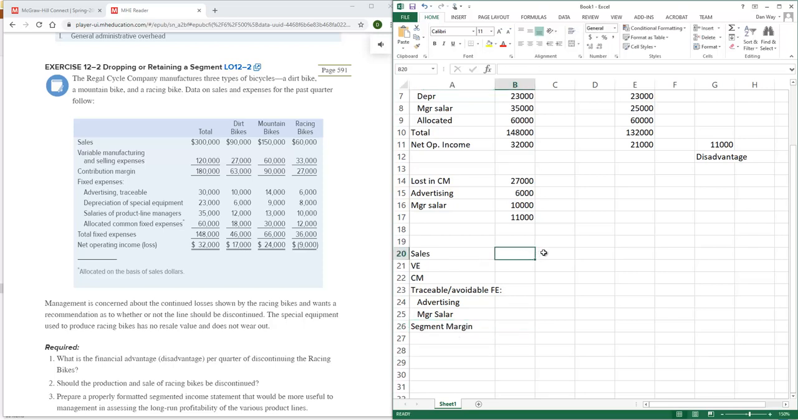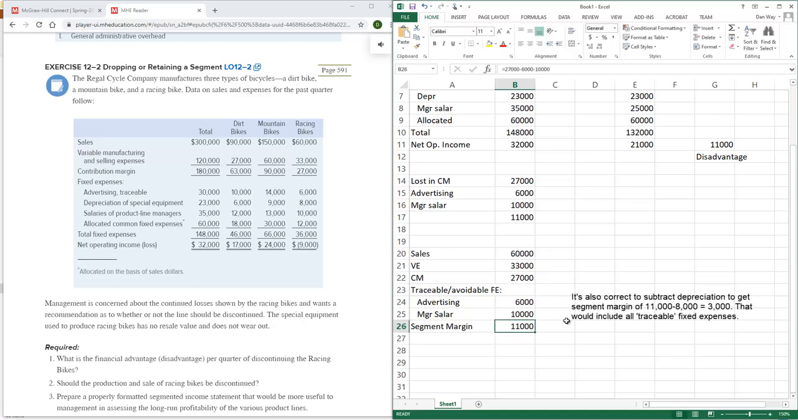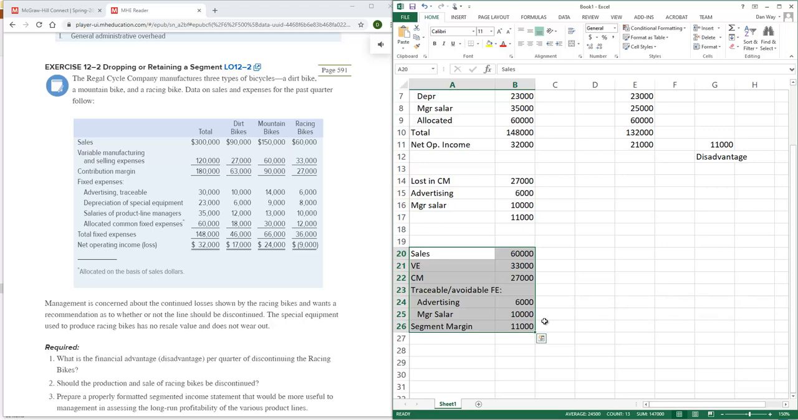So for the racing bikes, let's plug in some numbers there. 60,000 in sales, 33,000 in variable expenses, 27,000 in CM. That advertising was 6,000, manager's salary was 10. So that segment margin, again, the CM of 27,000 minus those traceable, avoidable fixed expenses, and there's our segment margin of 11,000. And that fits with our early analysis. We're saying the racing bike line contributes 11,000 in segment margin toward the company's overall potential profitability.